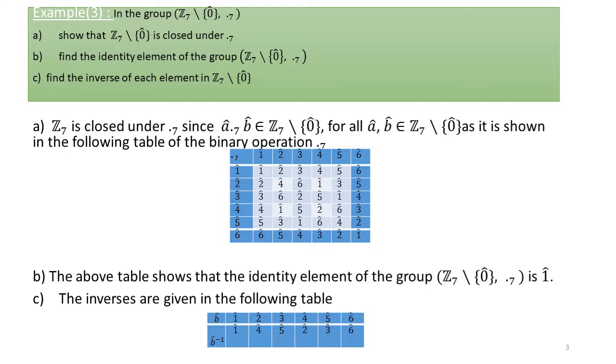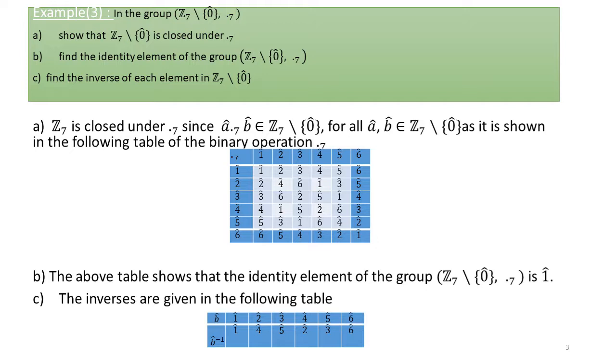A. Z7 without 0 is closed under multiplication mod 7, since a multiplication mod 7 b belongs to Z7 without 0 for all a, b belonging to Z7 without 0, as is shown in the following table of the binary operation multiplication mod 7. So we can make a table. Without 0, we start from 1, 2, 3, 4, 5, 6 and the first column is 1, 2, 3, 4, 5, 6. Now we multiply and reduce by modulo 7. So 1 into 1 is 1, 1 into 2 is 2, 3, 4, 5, 6.